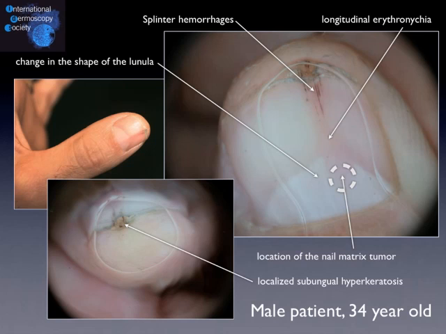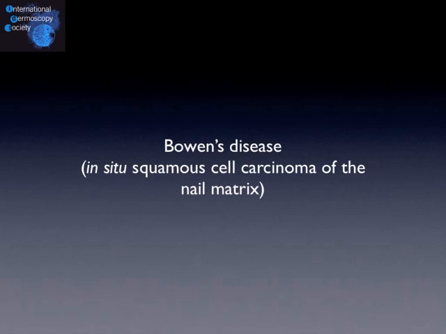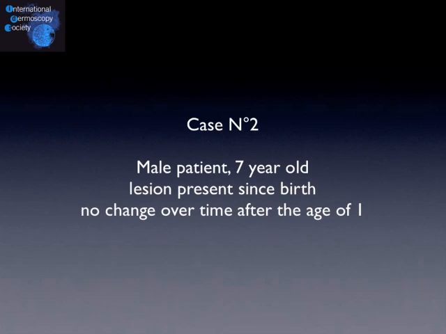Could be onychomatricoma, squamous cell carcinoma, onychopapilloma, but bleeding was more in favor of a malignant disease. And finally, the diagnosis was Bowen's disease. This was confirmed by histopathology, and the patient was treated surgically and is fine after 2 years. Let's move to case number 2.